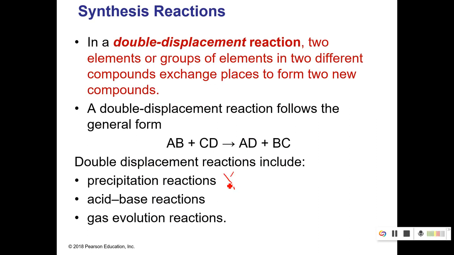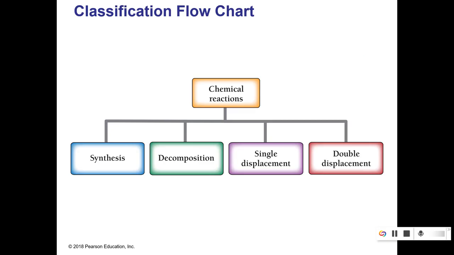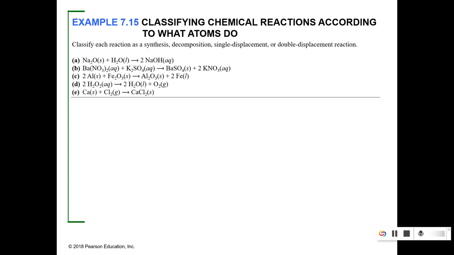And the last one, again, is that double displacement reaction. And again, you need to know, yes, precipitation and acid and base fall into that. Also, you need to remember the cations, or the first elements, are the ones that switch spots. Okay, here's just a flow chart. Again, remember, combustion, you also need to know, is a generic type of reaction.